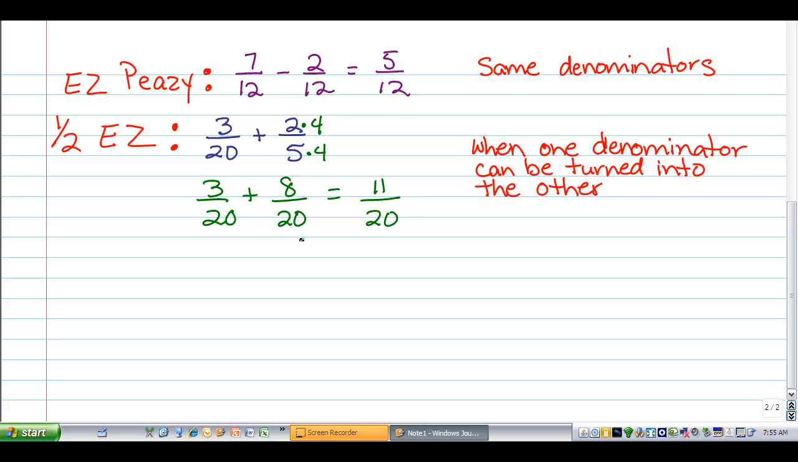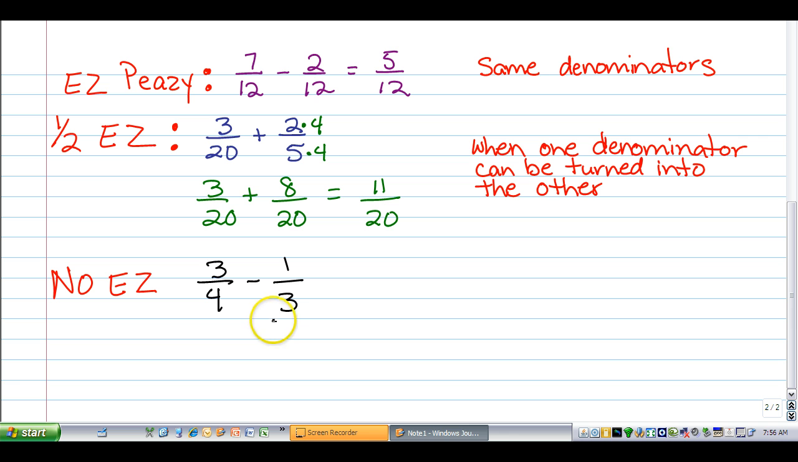The last one, unfortunately, is called the no easy. And that's just because you have to change both denominators. You can't make one turn into the other. Okay, so here is an example of a no easy. Whenever you see a fraction you have to add or subtract, just start off, say, is this an easy peasy? Nope, the denominators aren't the same.